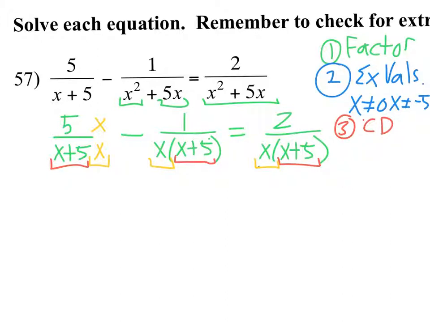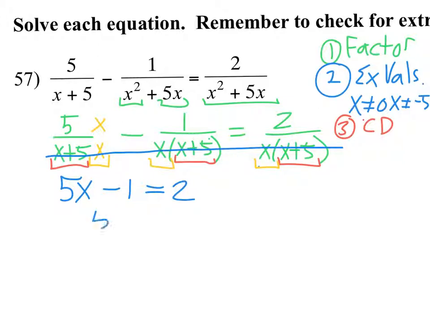And what we're really doing is multiplying by that denominator, but I'm just going to cross all three of these out, and that leaves me with just the numerators. 5x minus 1 is equal to 2. I'm going to add 1 to both sides. We get 5x is equal to 3, which means that x is equal to 3/5. Since that is neither one of those numbers, because x is neither one of those numbers, we are good.